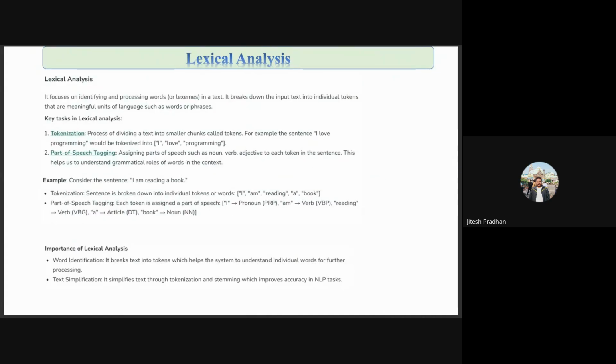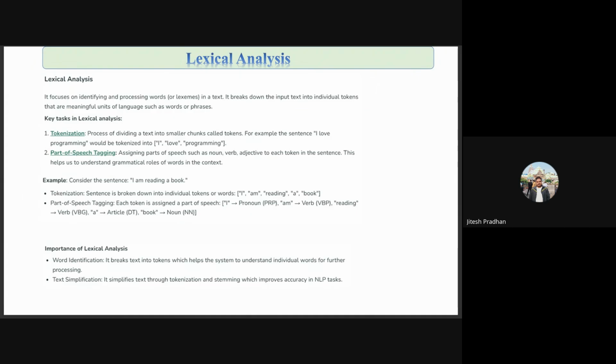Okay, now let's come to lexical analysis. Now, what is lexical analysis? The basic definition is that lexical analysis is the process of converting the sentence or text into smaller units called tokens.